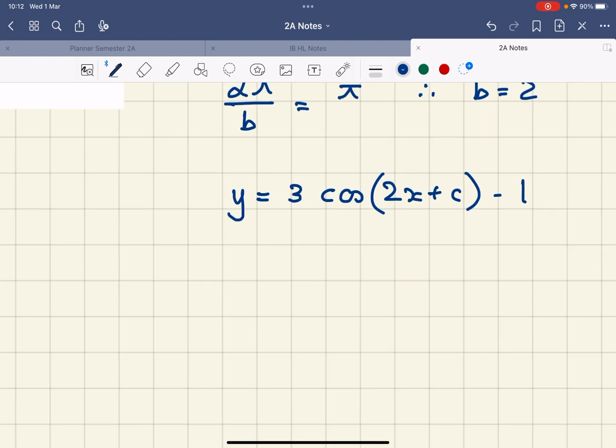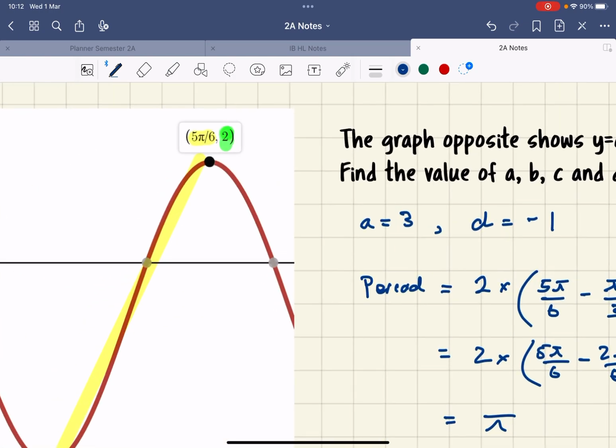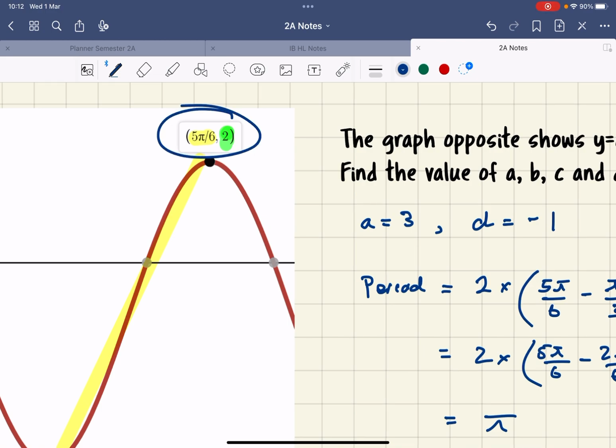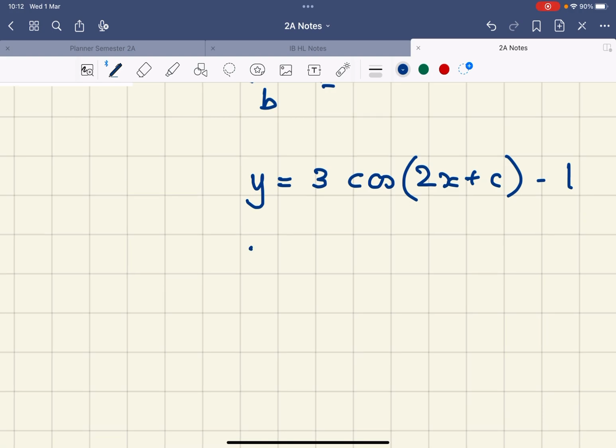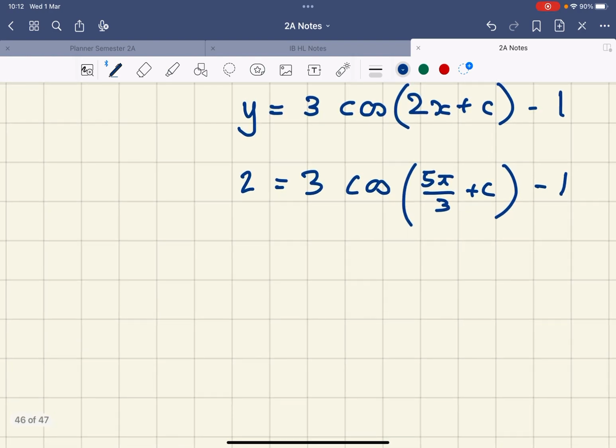Now I'm going to substitute in a point. So let's substitute in this point here at the top: 2 for y, and 5 pi over 6 for x. So it becomes 2 equals 3 cosine of (2 lots of that plus C), take away 1. Let's simplify this a bit. Let's add 1 to both sides to give me 3, then divide by 3 to give me 1.